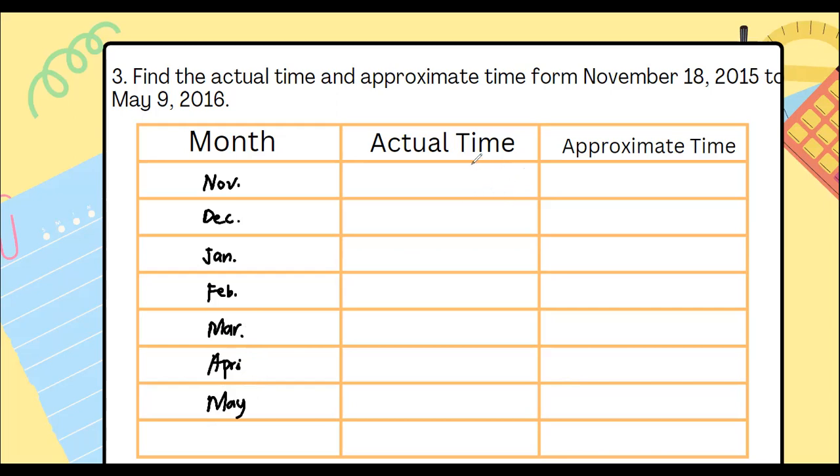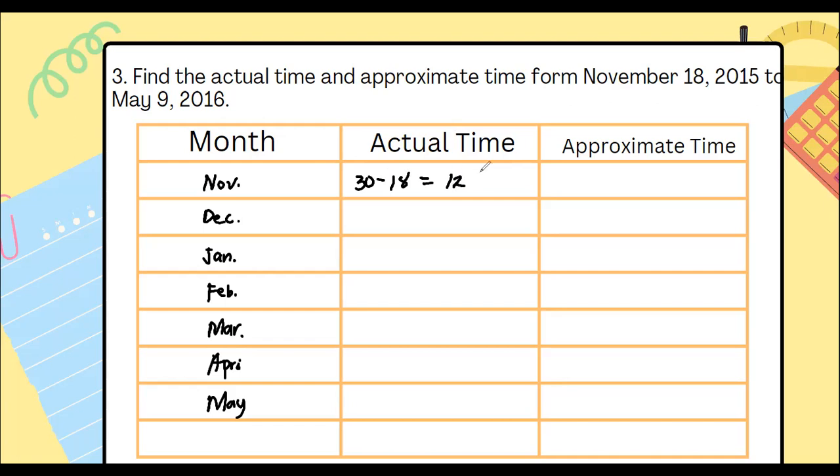So on actual time, if our date starts from November 18, November has 30 days. So we subtract 18 from 30 days. Okay, 30 minus 18, the answer is 12. So that is equal to 12.